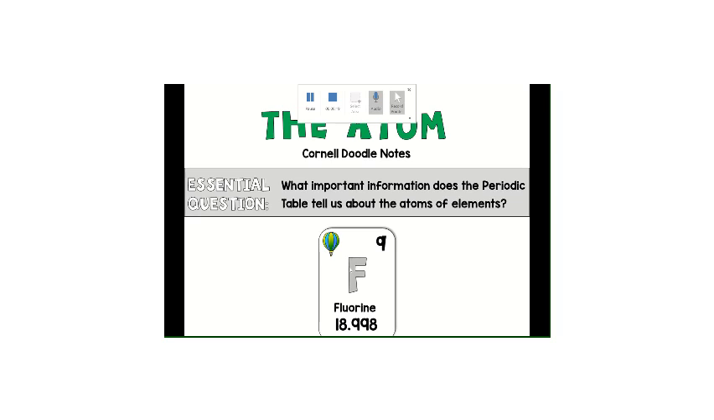So this front little page of notes here, they have fluorine as an example. One unit or one piece of fluorine is called an atom, and that atom is unique and different to any other type of element that we know, okay? So the focus for today is to look at what important information the periodic table tells us about atoms of each element.